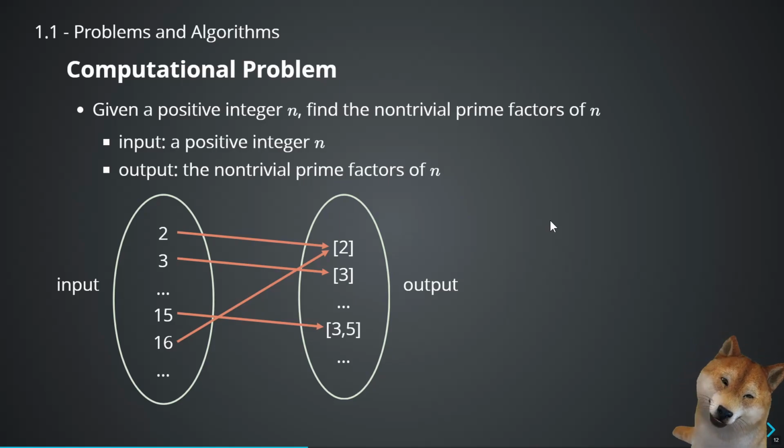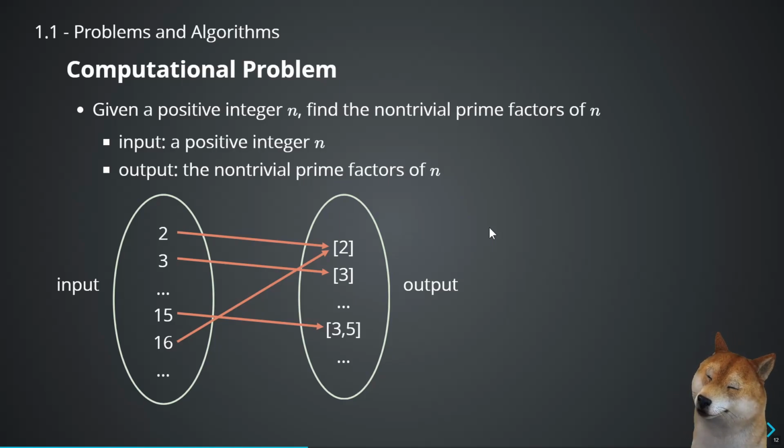This is how I see the relationship between input and outputs. The problem here is finding the prime factors. So 15, the prime factors are 3 and 5. So I map 15 to the array containing 3 and 5. 16 only has one prime factor, 2, so 16 will map to 2. 2 will also map to 2 because, again, the only prime factor is just 2.